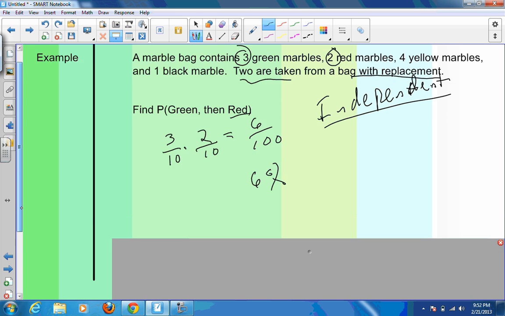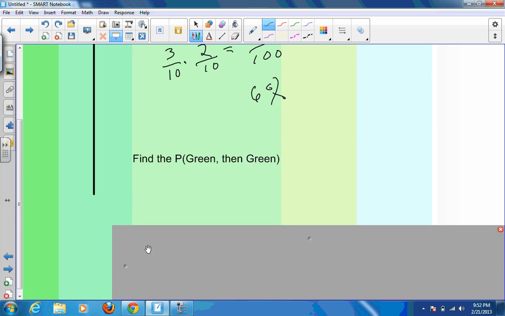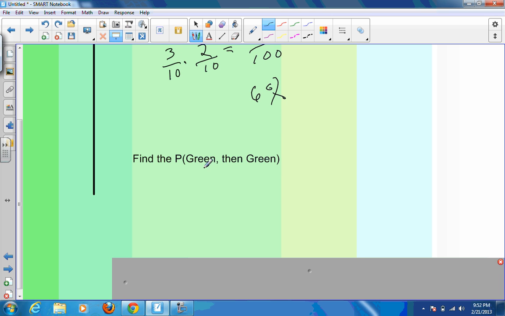Okay, let's look at the next example now. Same scenario, and now I want to find the probability of getting a green and then another green. Again, that's going to be 3 out of 10, and because I put that green marble back, it's going to be 3 out of 10 again. So this is going to be equal to 9 out of 100, or 9%.